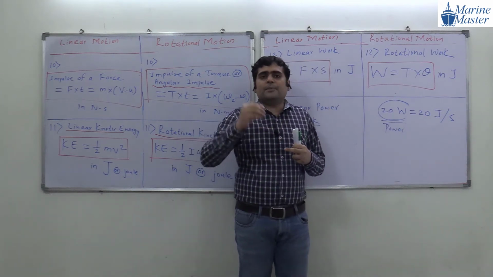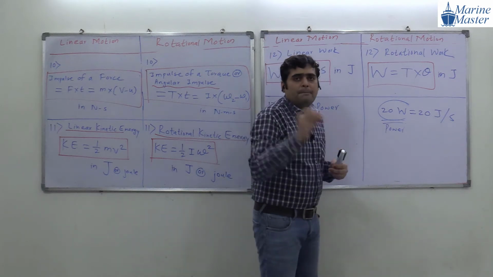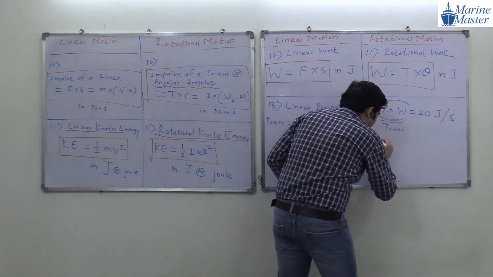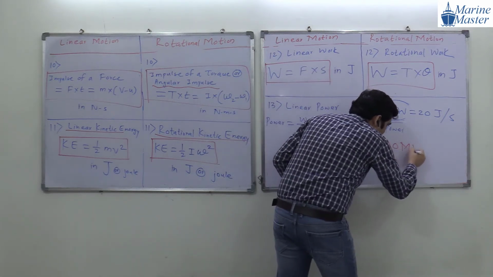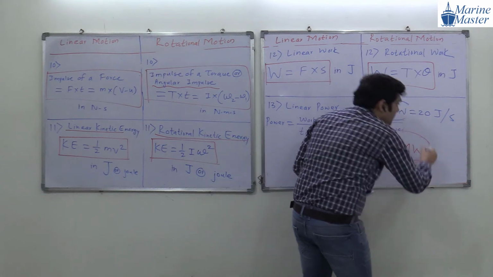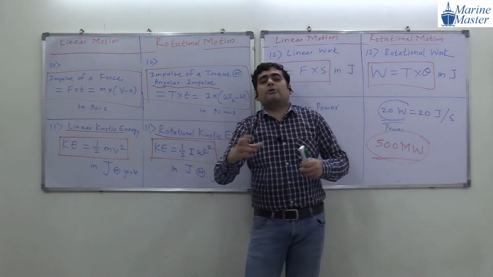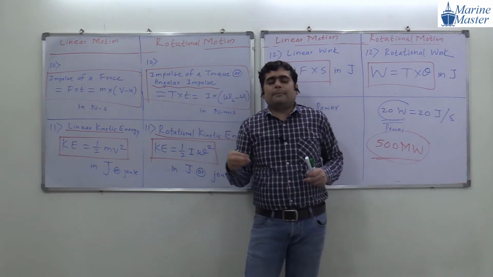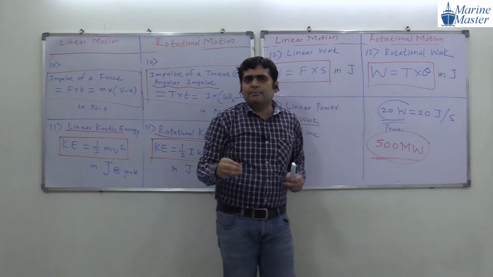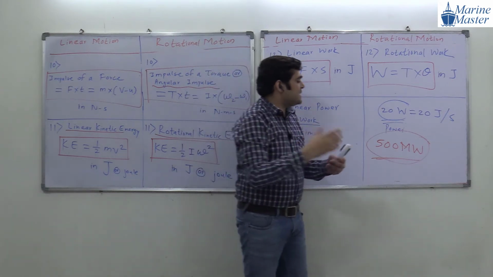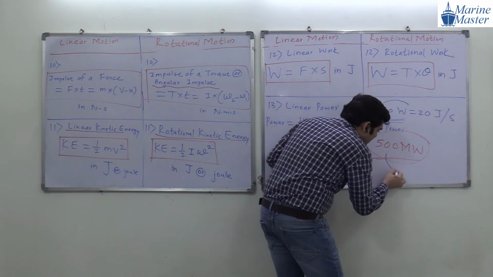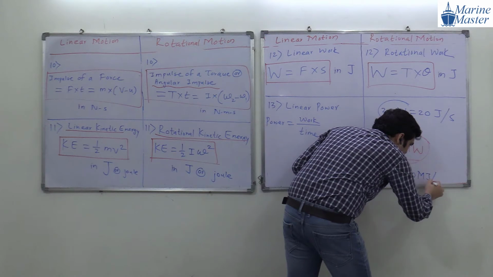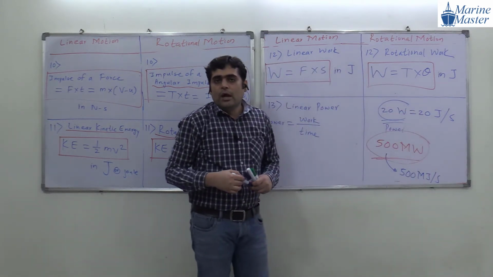Another example, a power plant. Suppose a 500 megawatt power plant. A power plant is an electricity production plant, and it has a capacity of 500 megawatt. Now what is the meaning of 500 megawatt? In every second, it is producing 500 megajoule of energy. Okay guys, are you getting my point?